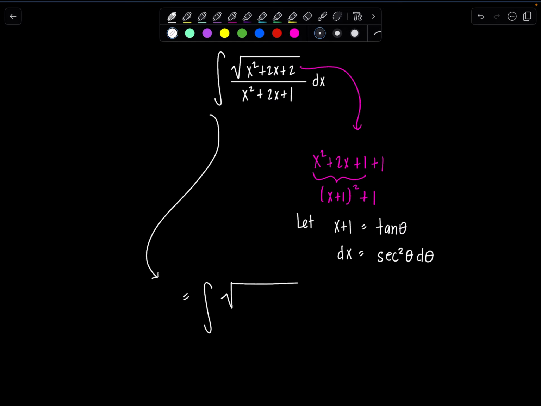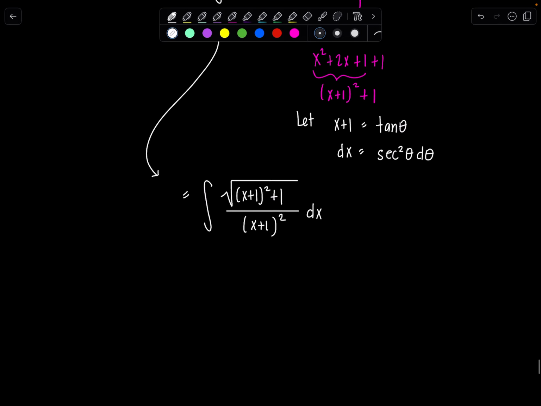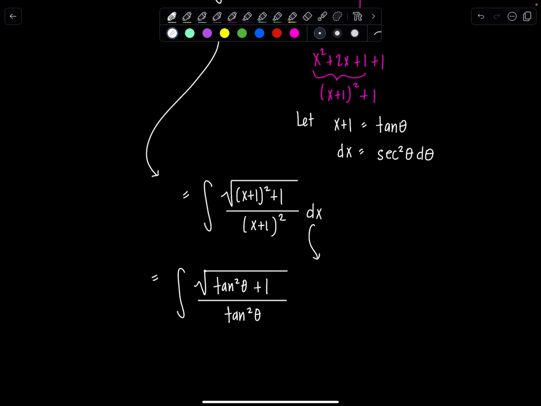I have square root of x plus 1 squared plus 1. The denominator is already a perfect square trinomial, x plus 1 squared dx. So then we'll come through. We have square root of tan squared theta plus 1 over, the denominator is going to become tangent squared theta, yes. And then dx is simply secant squared theta d theta.